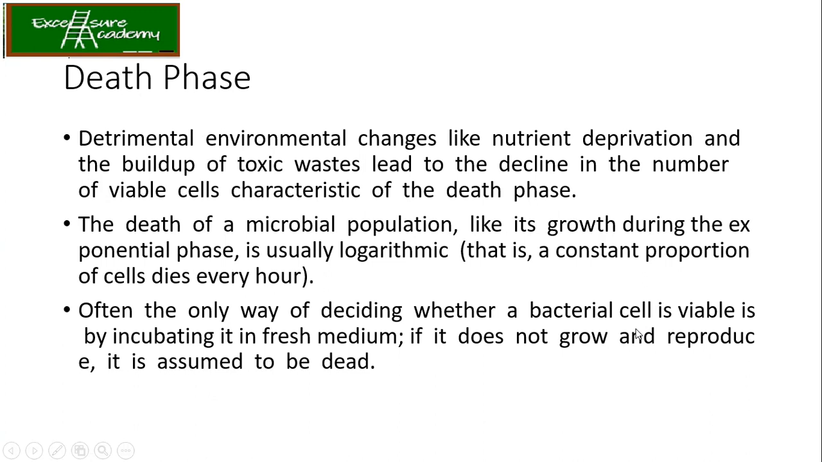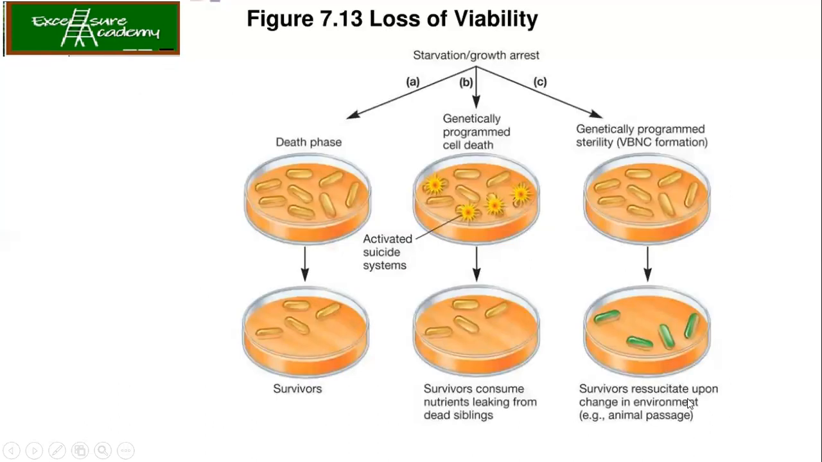Now coming to the last phase, that is the death phase. As we know, nutrients are not present, toxic waste is accumulating more, and now the cells will start dying. Often the only way of deciding whether a bacterial cell is viable or not is to take from the death phase and put it into a new media. If it is growing back, if the media becomes turbid again, it means the cell was viable and has grown. If it is not growing, then we say the bacteria is totally dead.